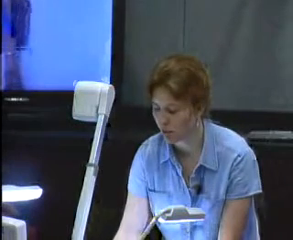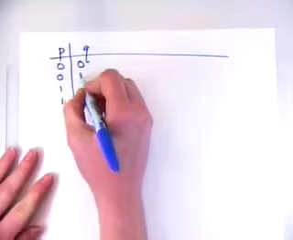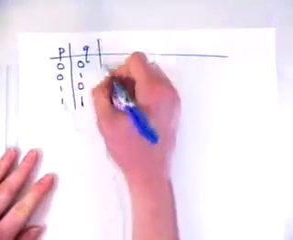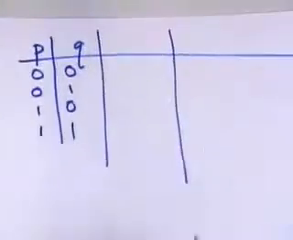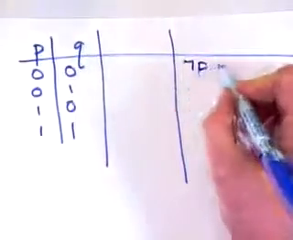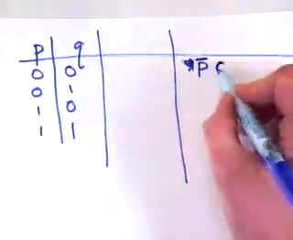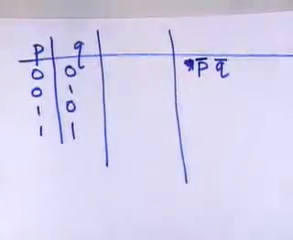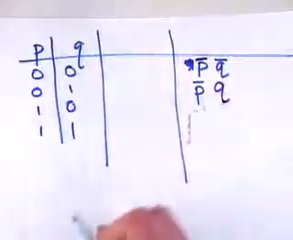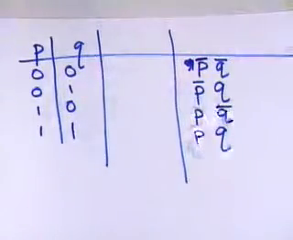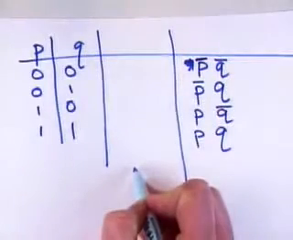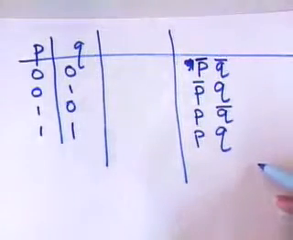So if I have P and I have Q, I can do min-terms for any truth table. So what are the min-terms for this truth table? The very first one is not P, not Q. The second one is not P, Q. The third one is P, not Q. And the last one is PQ. So any function that I come up with, I can write in terms of these 4.